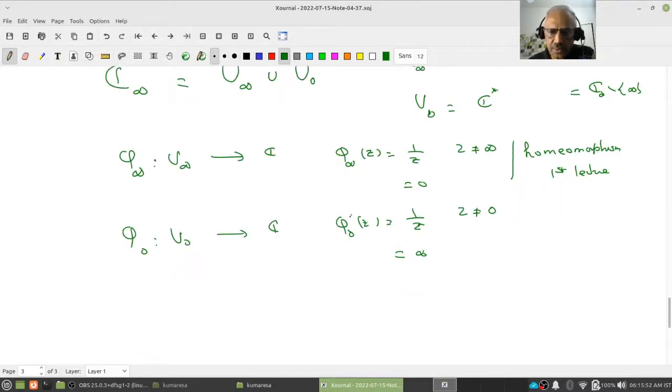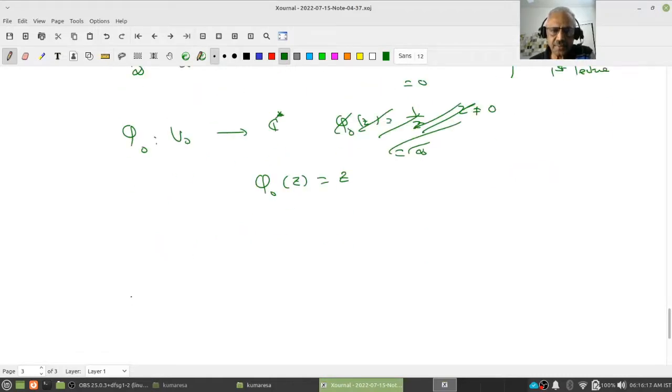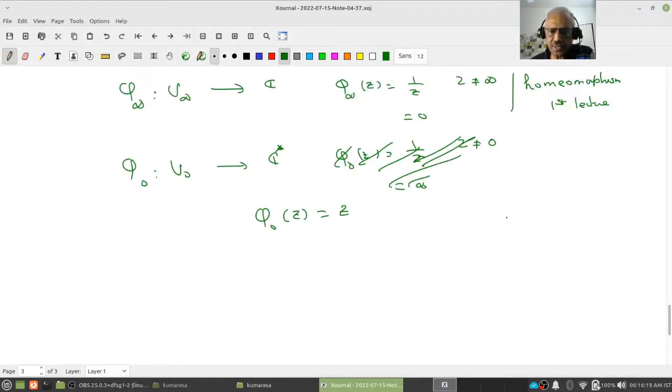Sorry, I got carried away. Phi 0 of z is z. There is an obvious isomorphism of u0 to this, namely it goes to here, right? This is also to c. Are you following? So these are homeomorphisms. This is also a homeomorphism because it is the identity map restricted. Right? Now what is u infinity intersection u0? That's precisely c star, right?